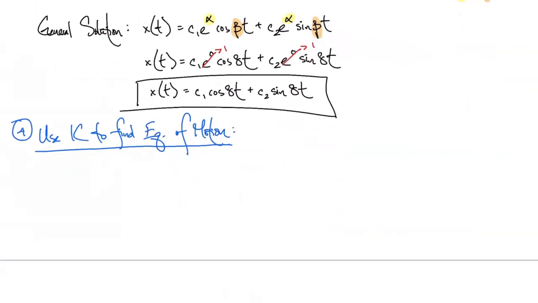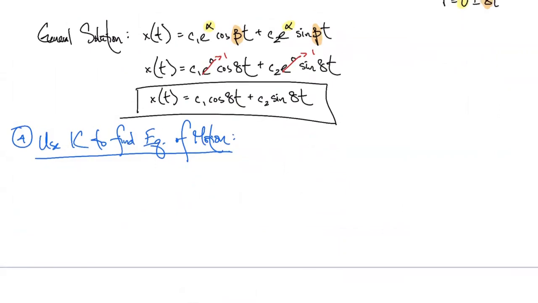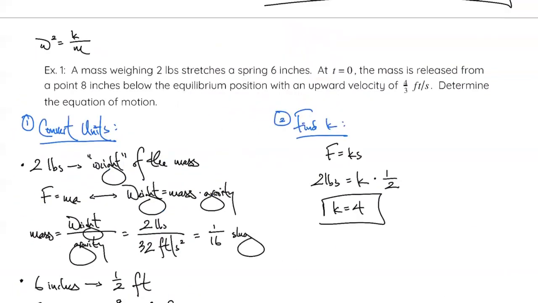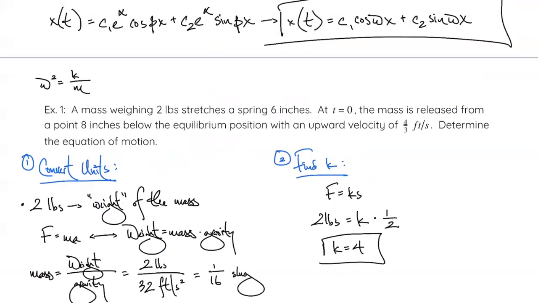And so maybe it would be beneficial to write down what our initial conditions are based on what we have from the question. If we go back up here, I notice that at t=0, the mass is released from a point 8 inches below the equilibrium position. And so what I can say is that one of my initial conditions is x of 0, so x being position. The position at time 0 is actually 2/3. We're using 2/3 because that is the foot equivalent of 8 inches.